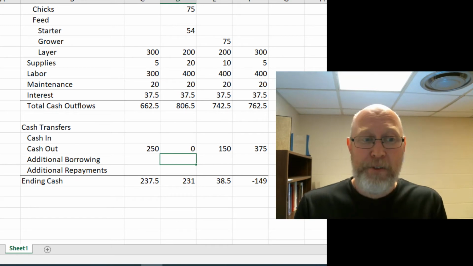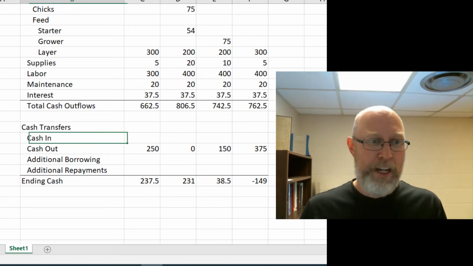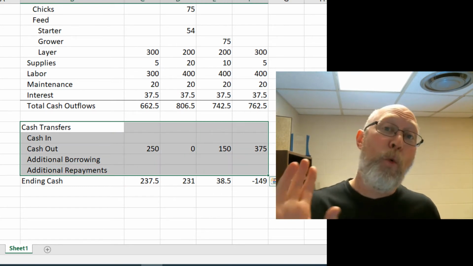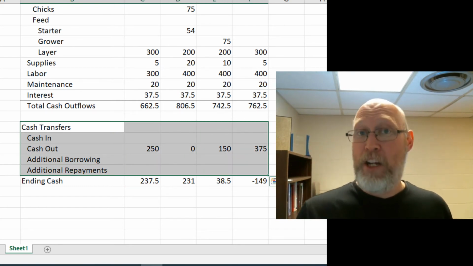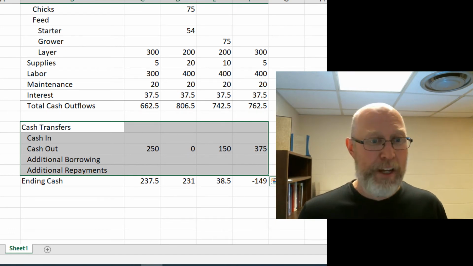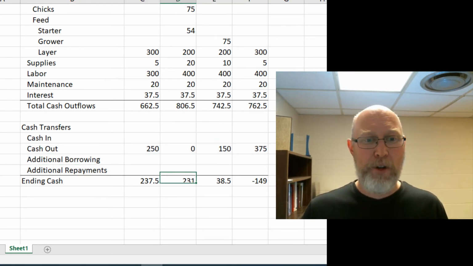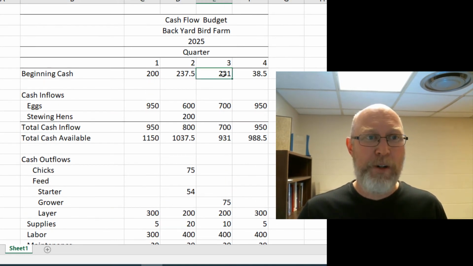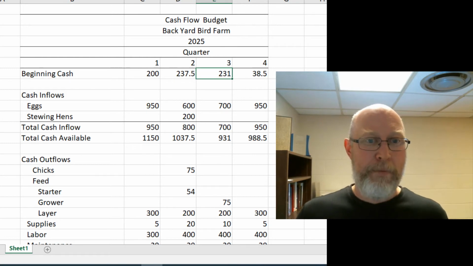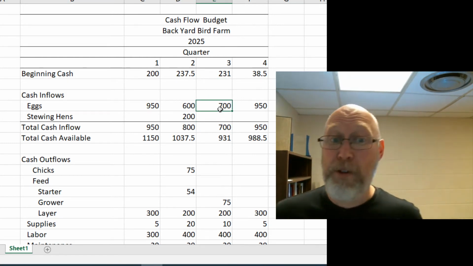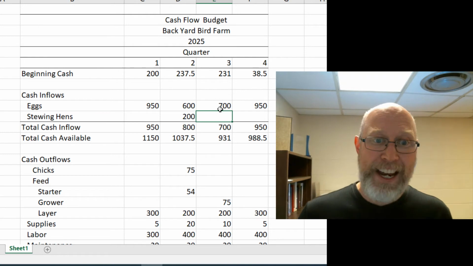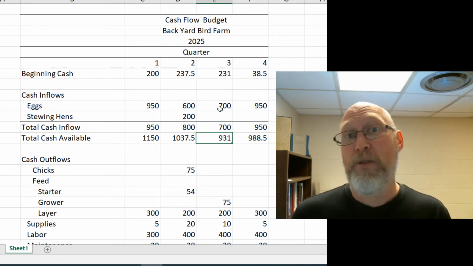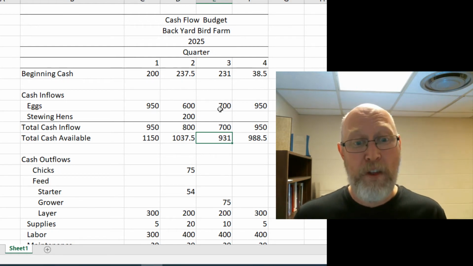The idea behind the cash flow budget is you do all the numbers, and the important part is this section right here. This is the section where you plan to manage your cash. That's important. Okay, my ending cash is $231. And that's going to be the beginning cash in the next quarter. And again, it's just a cell reference to pick that up. I'm going to project to sell 700 bucks worth of eggs. No stewing hens. Add that up and you get 700. Add that to my beginning cash, I get 931. So I have $931 to work with in the third quarter.